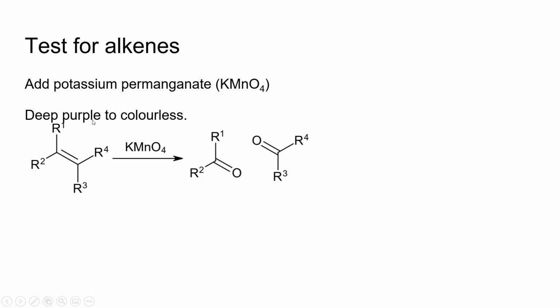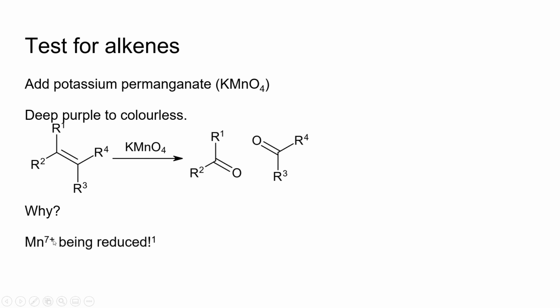And then this is what happens. This is called oxidative cleavage to give ketones and carboxylic acids. You don't get aldehydes, as potassium permanganate is a very strong oxidizing agent, so it will oxidize alcohols and aldehydes straight to the carboxylic acids. So why does this color change happen?